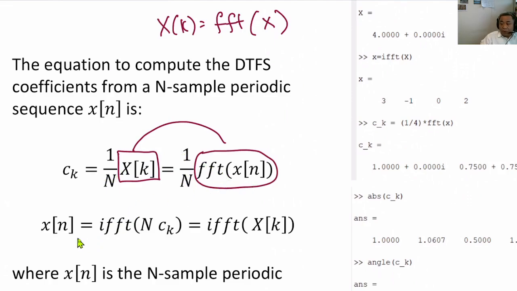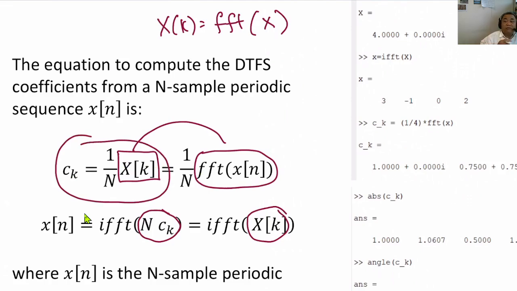Now, if you are given c_k and you want to get x[n], you can use the inverse fast Fourier transform. But before that, this expression here must be X[k]. So to get from c_k to X[k], you must multiply by N. Okay, so that's all there is to it. This is the relationship of c_k to X[k]. So c_k is nothing but a scaled version of X[k].